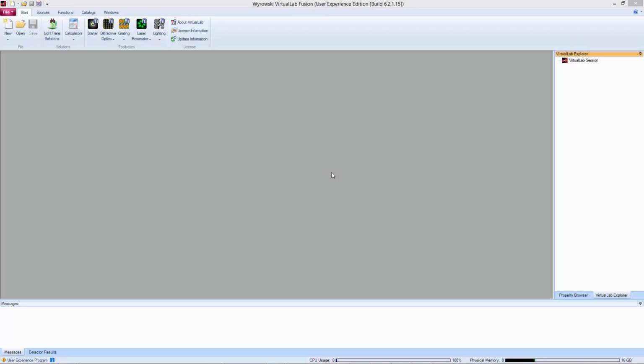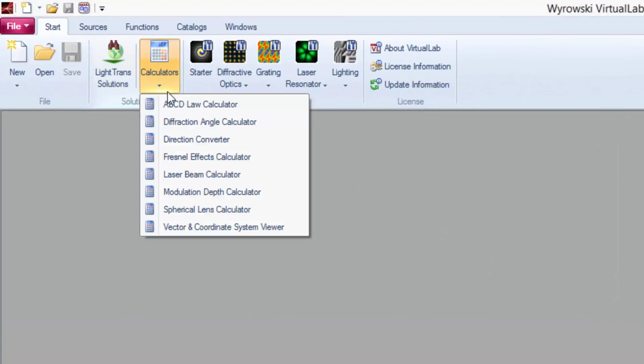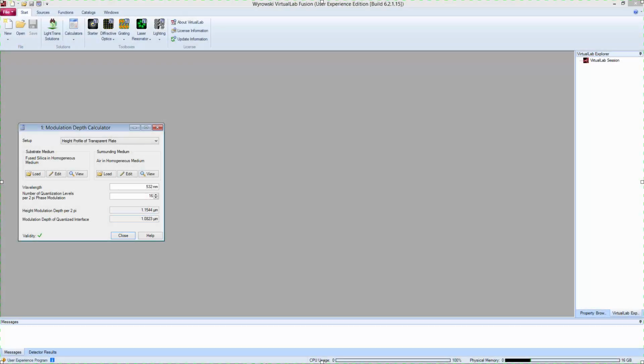We are still working our way through all the calculators, and it is the turn of a modulation depth calculator. This is a useful tool for the design of diffractive optical elements. We consider a very basic notion.